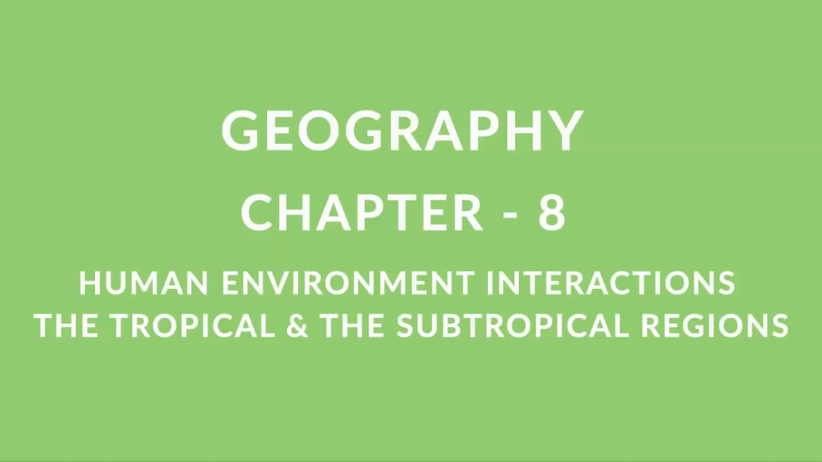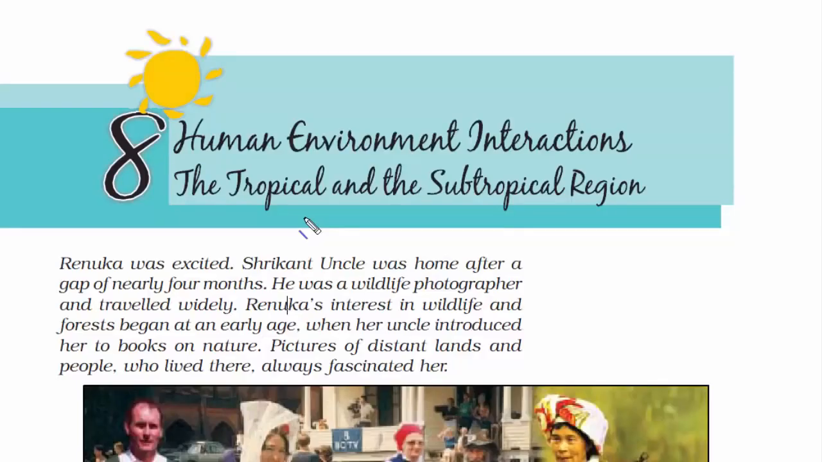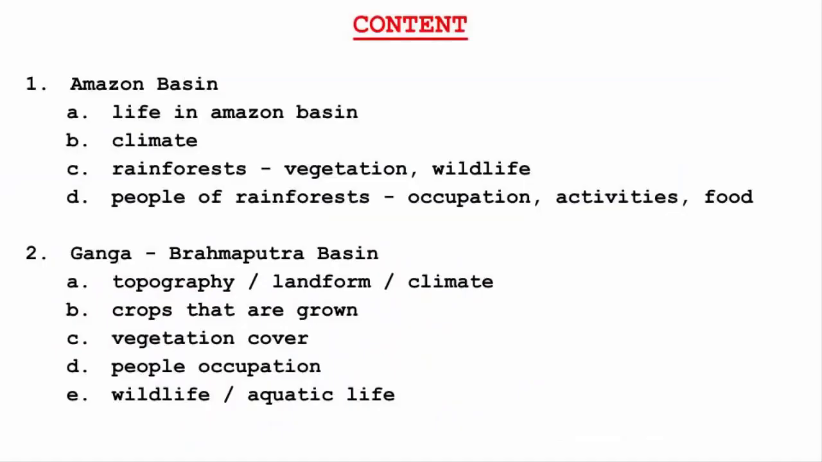Hi, welcome to the 8th chapter of Class 7 Geography. Chapter 8: Human-Environment Interactions, the Tropical and the Subtropical Region. So here is a brief content as to what we will be reading in this chapter.